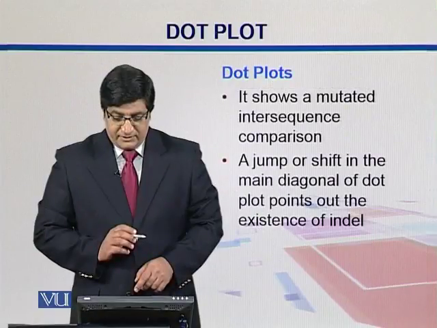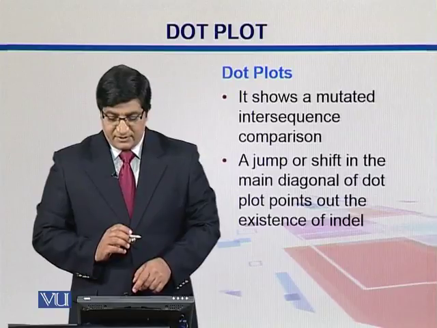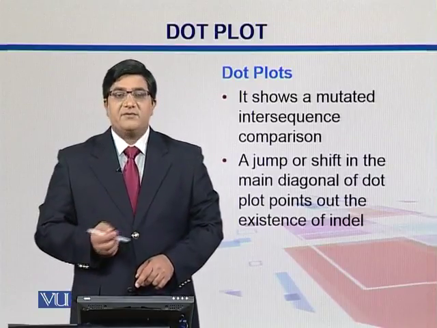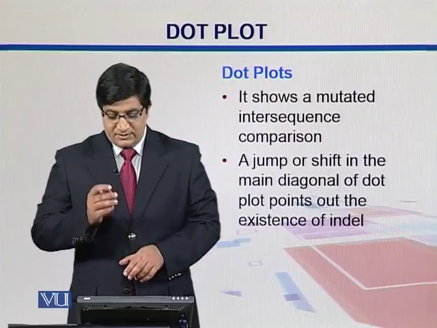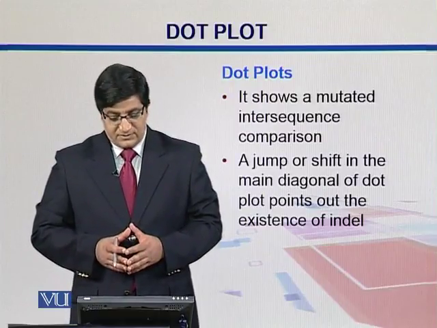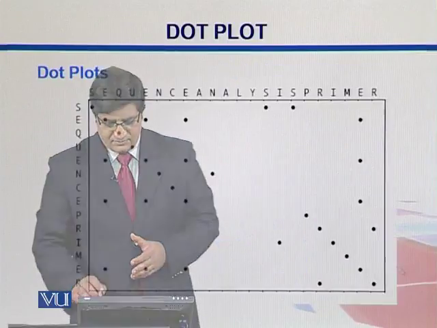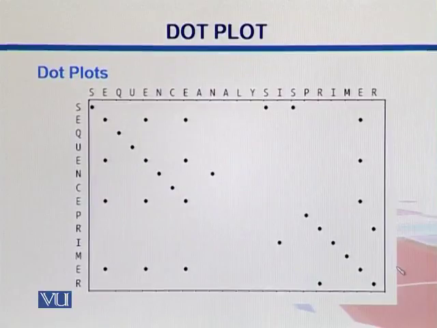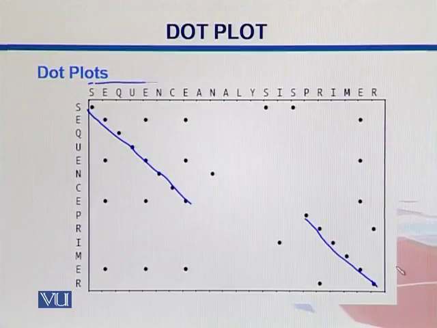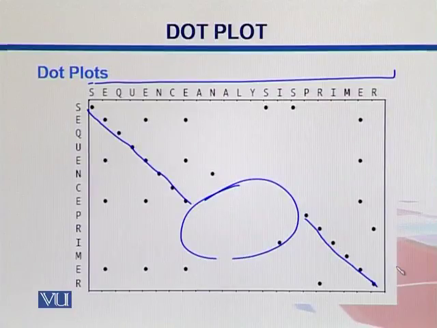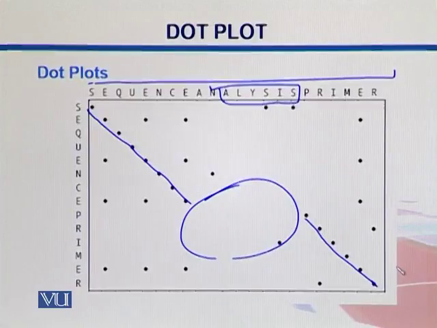It shows mutated inter-sequence comparisons. A jump or shift in the main diagonal of a dot plot points out the existence of indels. So whenever we have gaps or shifts in the diagonals, we can say that we have indels in it. You will understand while just looking into it. Over here we have one sequence that has sequence analysis primer. On the other side we have sequence primer. So the diagonal was going like this, and then there is a gap. This was the full length, and this area tells us that there is some deletion or insertion on one side. You see the word analysis is missing in the other. So this is one thing which we can get out of it.